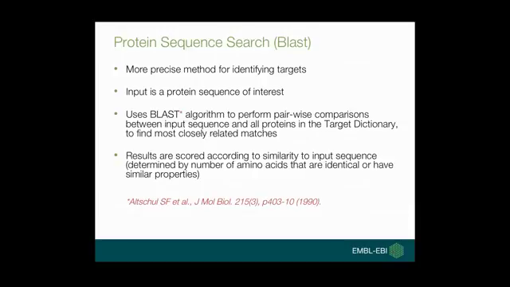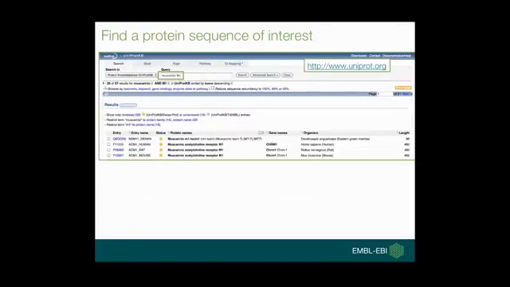So this is a more precise method for identifying targets, and what you input is a protein sequence of interest. You do this by using a FASTA file, and this then has a BLAST algorithm performed on it to try and see if there's anything in ChEMBL that is similar or the same as the search you're currently running. We then score the results by percentage identity, with the most similar sequence being at the top, going all the way down to the least similar sequence.